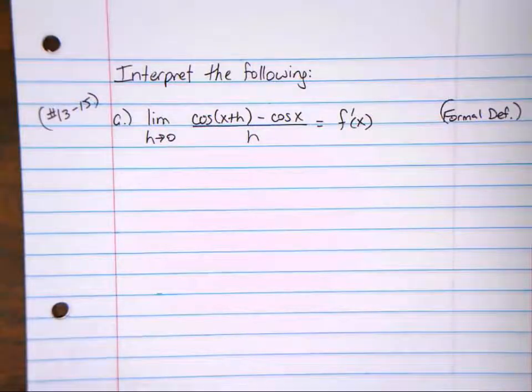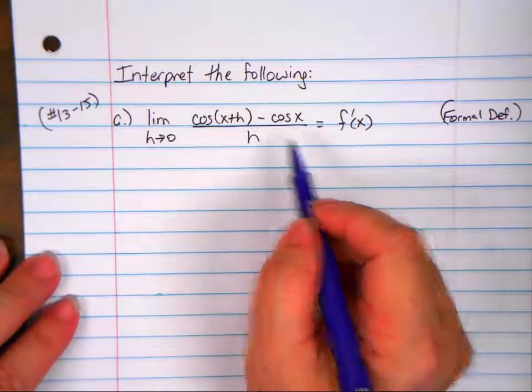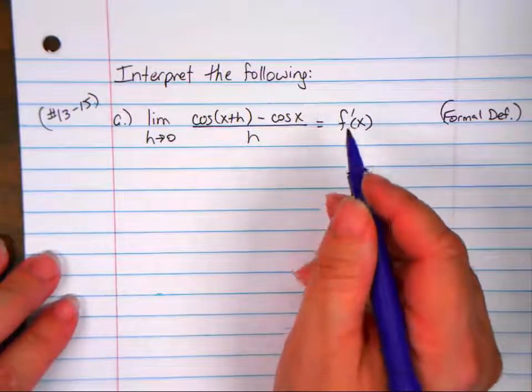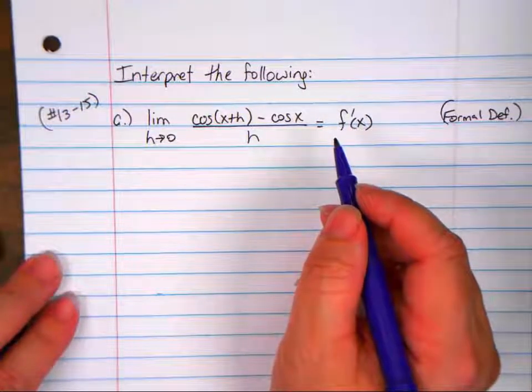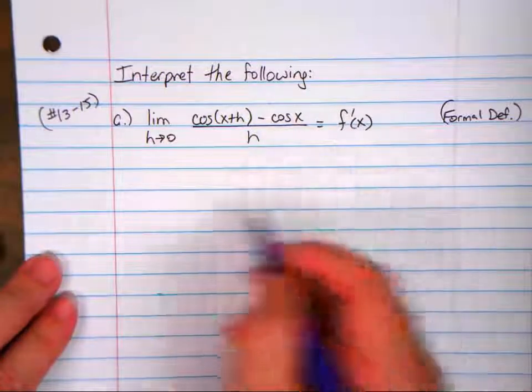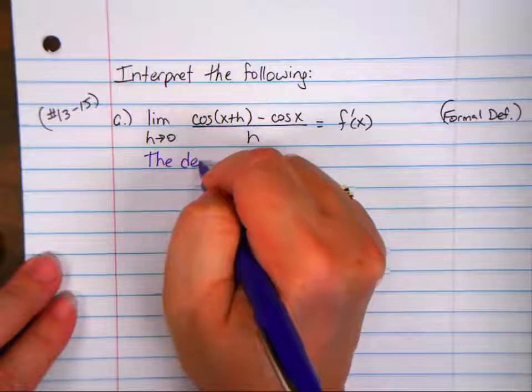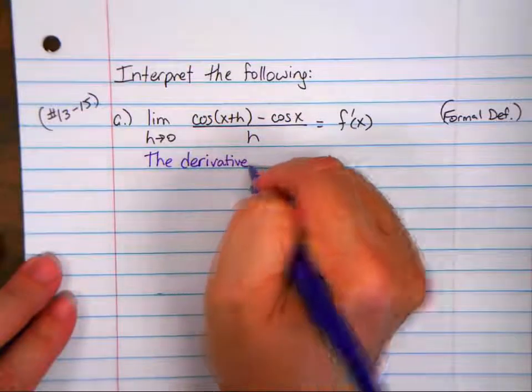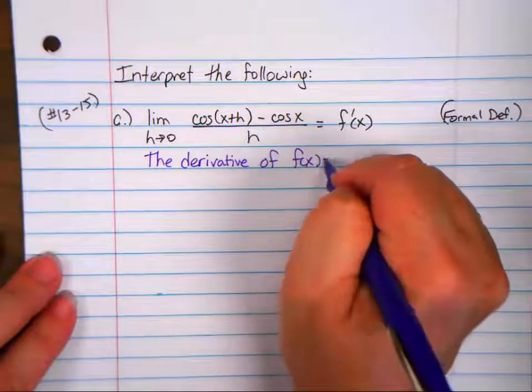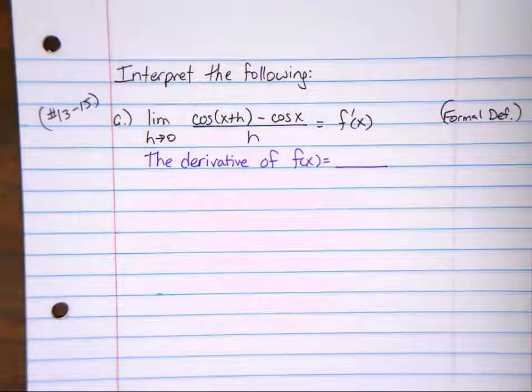Okay. And now what I want to do is write in a quick phrase what this means. What did I tell you f prime is the same thing as? What does that mean in words? It's a derivative, right? So this is the derivative of f of x equals what? What equation is this problem taking the derivative of? Some of you may have a guess and think it may have something to do with cosine. Maybe. Let's go back and look at formal definition real quick.